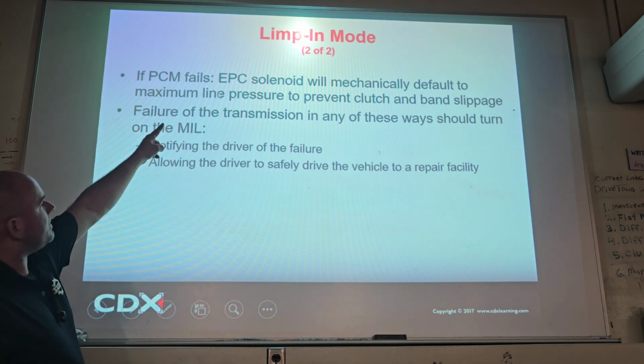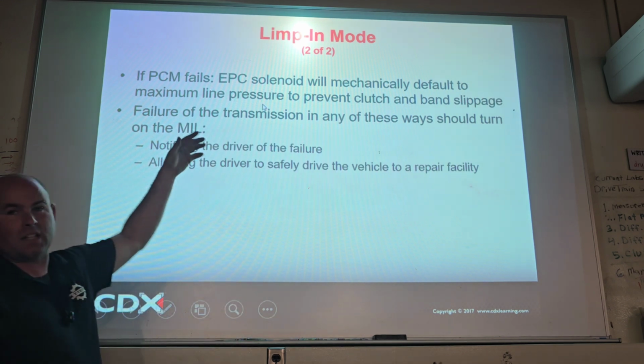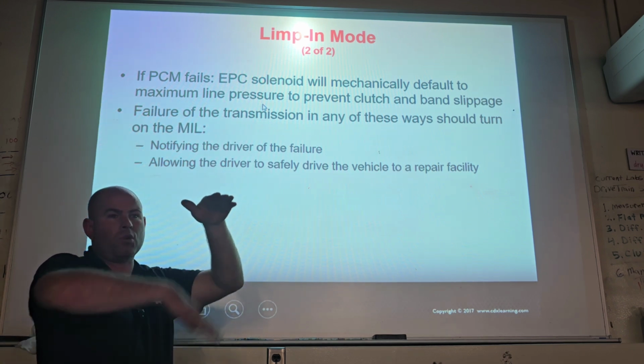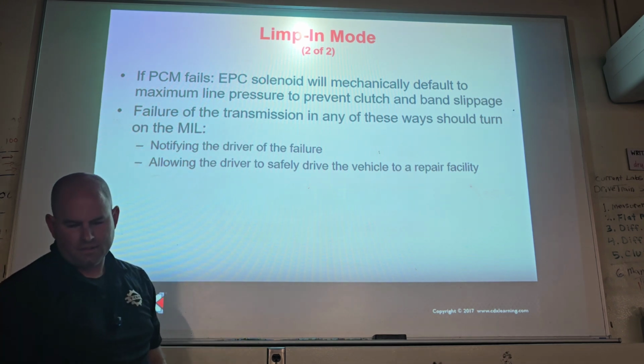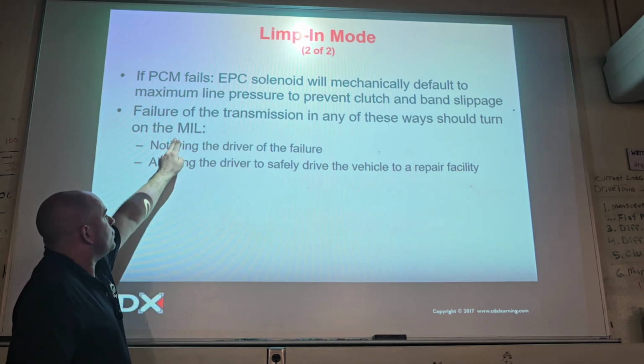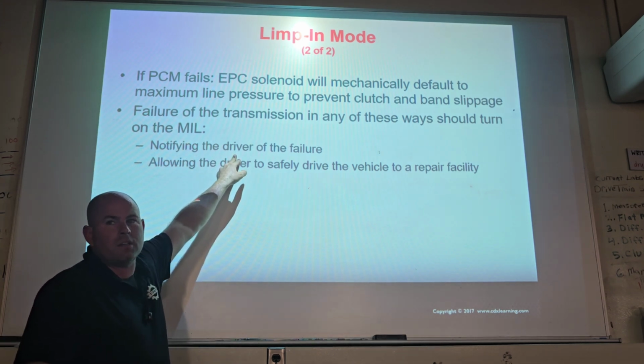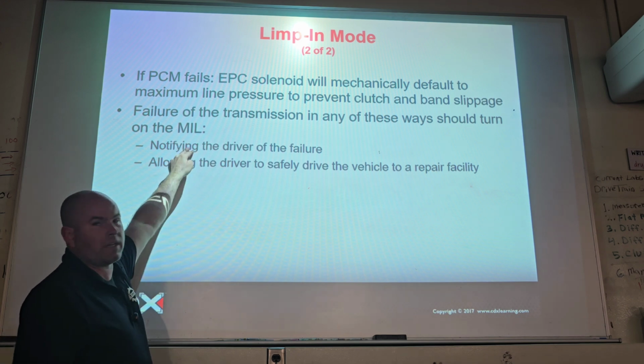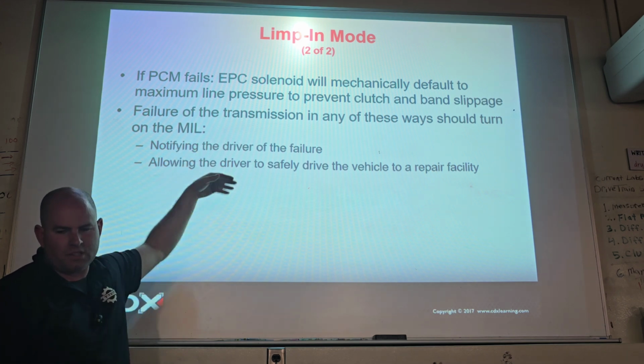And this is where it says EPC will mechanically default to max line pressure. Remember that? The trap door is closed, so the line pressure is high. And also, it'll illuminate the MIL, so the customer's like, hey, I got a light on, and by the way, my neck hurts, but also I got a light on, so I'm bringing it in for service.